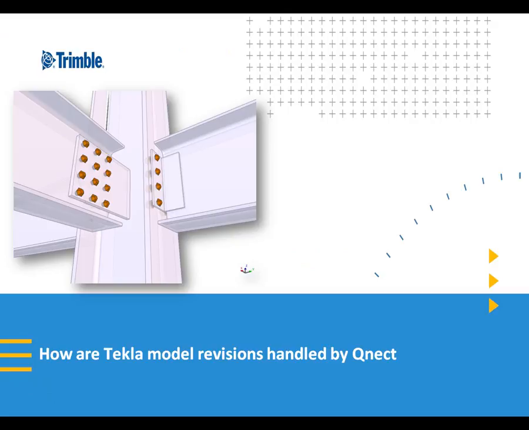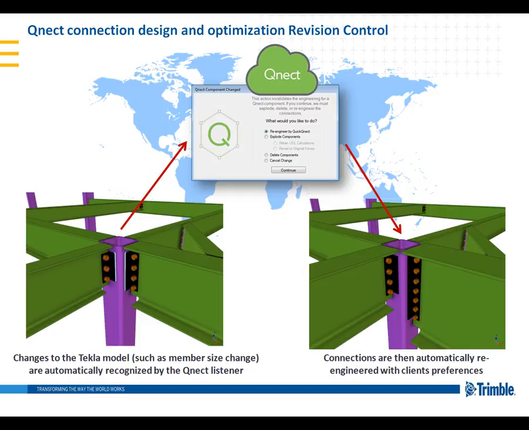Okay, what happens if there are revisions in the model? How does Qnect handle that? Obviously there are always revisions. So what happens then if we change a member size in the Tekla model once it's had the connection design applied? Then the Qnect listener actually recognizes there are changes to the model. It sends the data back to the Qnect cloud, and then the connections are redesigned or re-engineered as per the new member sizes.